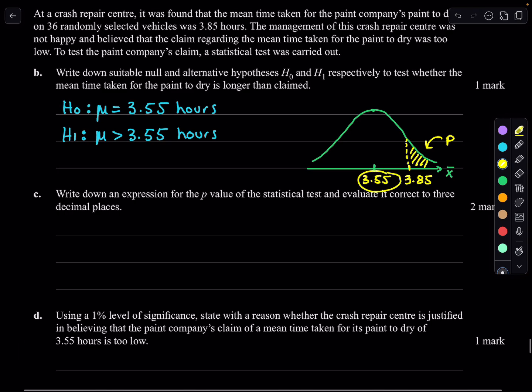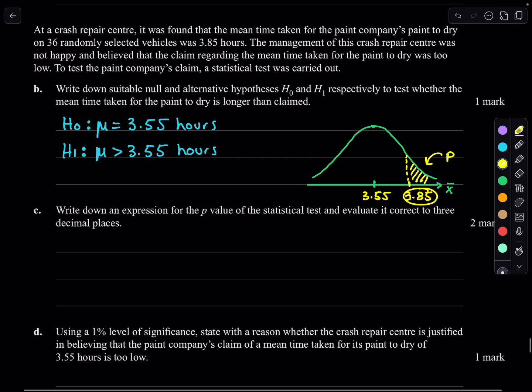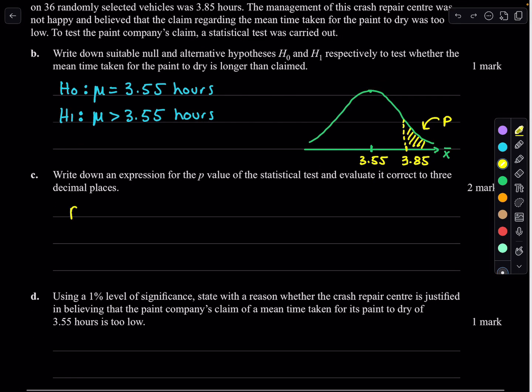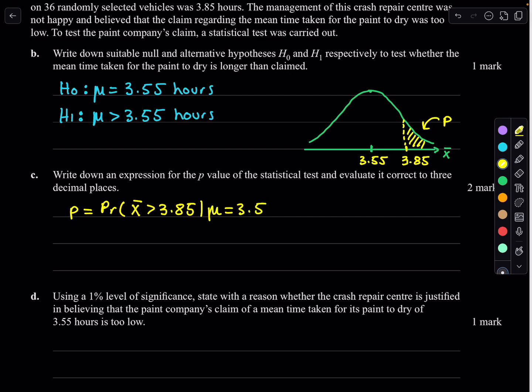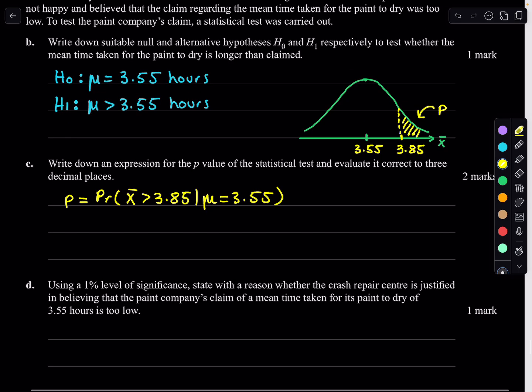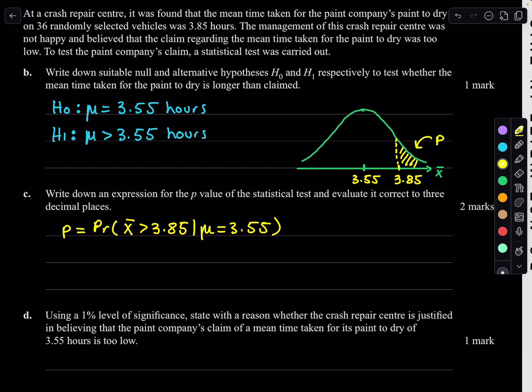So imagine that's your actual mean, and they're stating that it's 3.85, but the p-value is the probability that it's actually true, that this is the extreme value, where if it lies within here, we know then it's true. So let's find the p-value. The p-value is where we calculate x bar greater than 3.85, given that your actual mean is 3.55. Done. So let's put this in our CAS and calculate that.